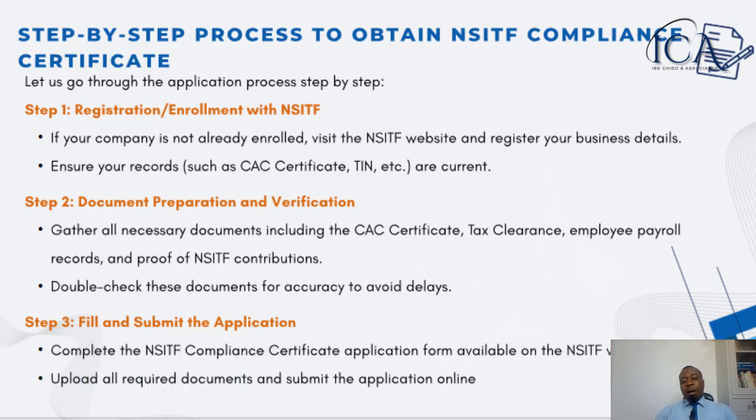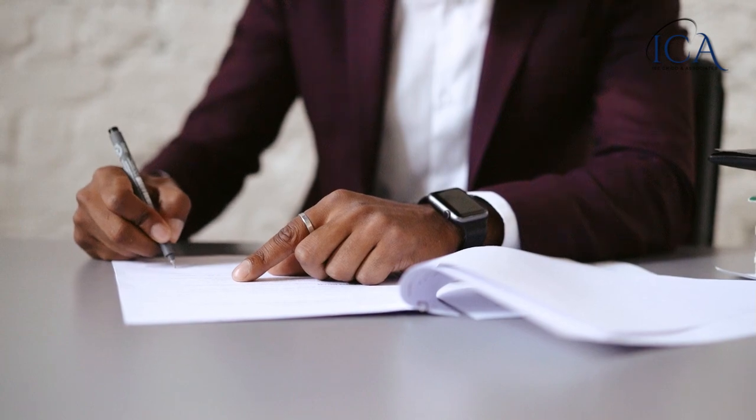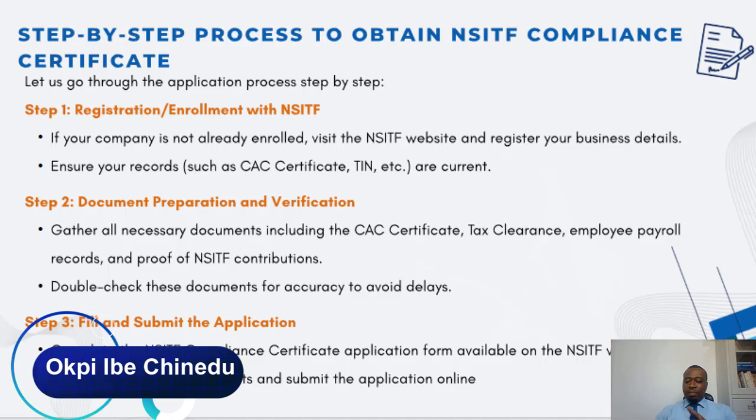After you have enrolled, the next step is document preparation and verification. You have to gather all necessary documents, including the CAC certificate, tax clearance certificate, employee payroll records and proof of NSITF contribution. And very importantly, you have to double check these documents for accuracy to avoid delays.